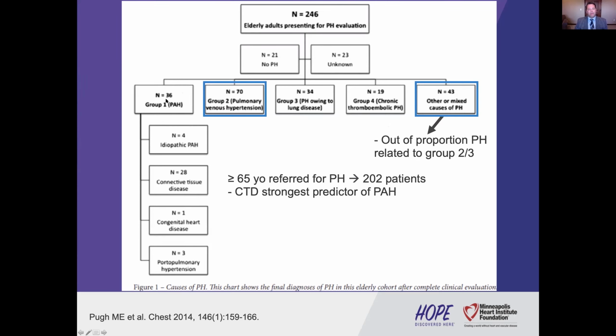And then about 36 patients of their 240 or so patients fell into a group 1 category, with connective tissue disease accounting for the bulk of patients with PAH. And history of connective tissue disease was the strongest predictor of patients being diagnosed with PAH.